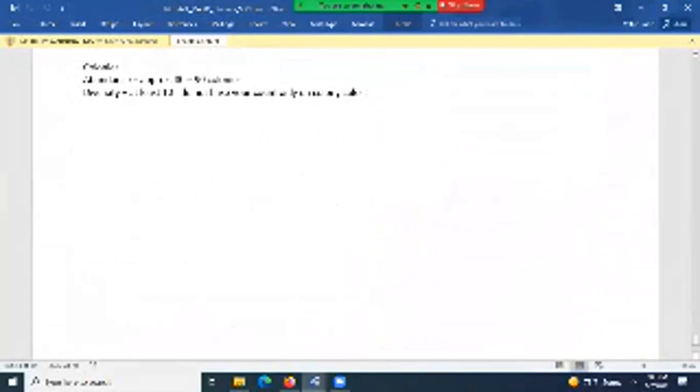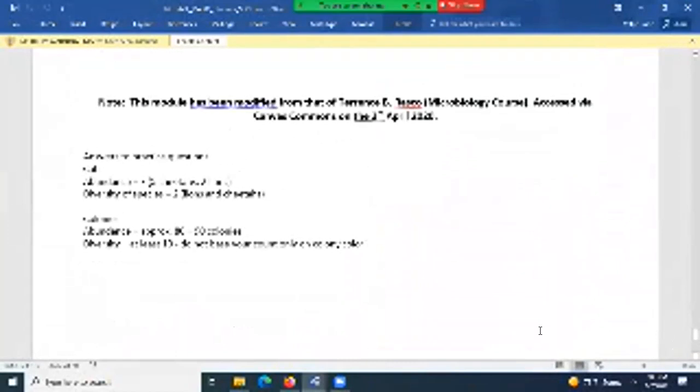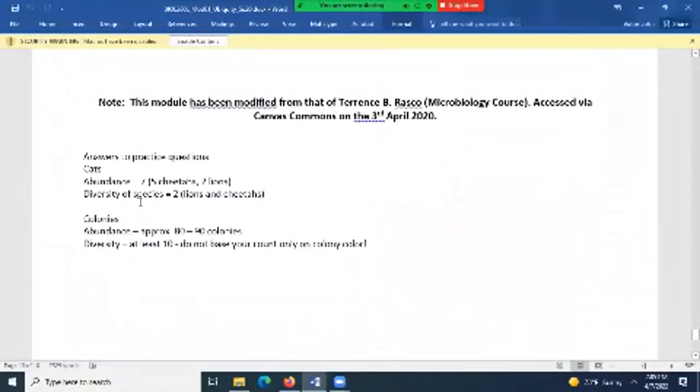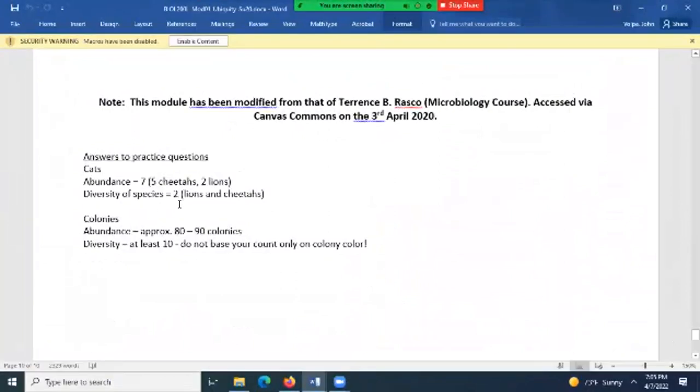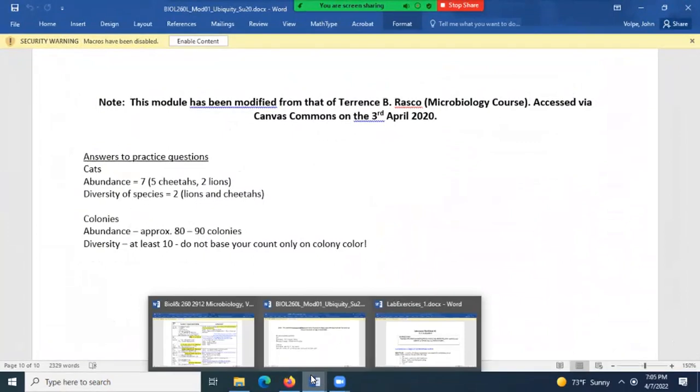Oh, here we go, the answers there. Abundance 7, hey, that's what I got. And then 2 lions and cheetahs, colonies, so 80 to 90. Of course, I said around 100. And diversity at least 10. And I said at least 7. All right, let's go on to the worksheet.